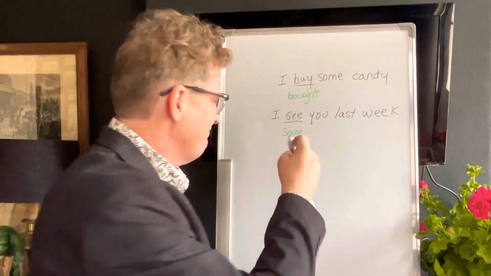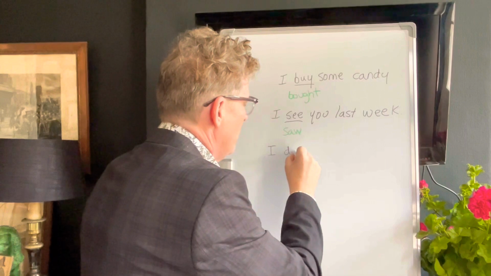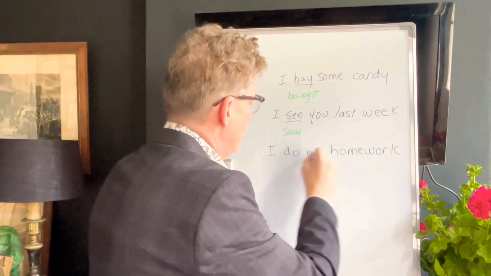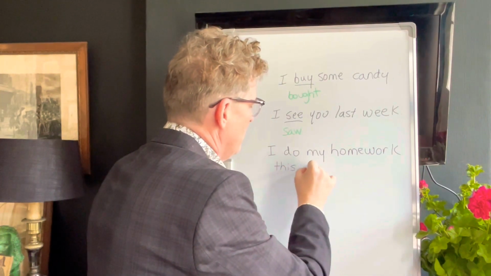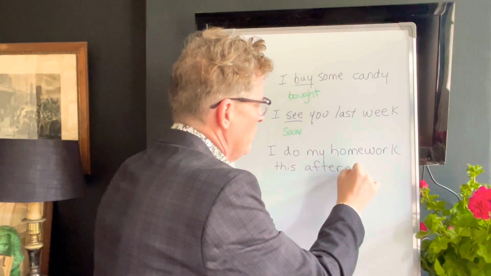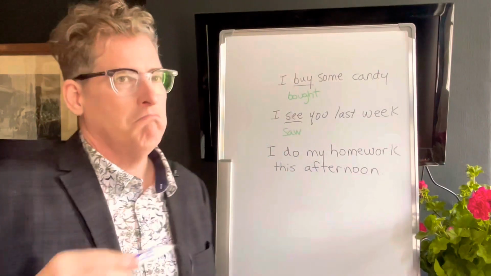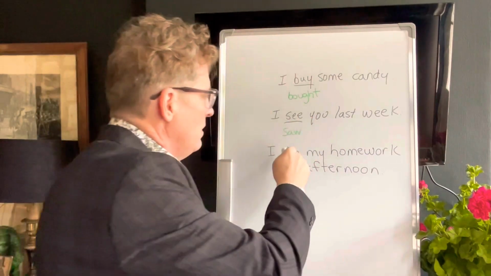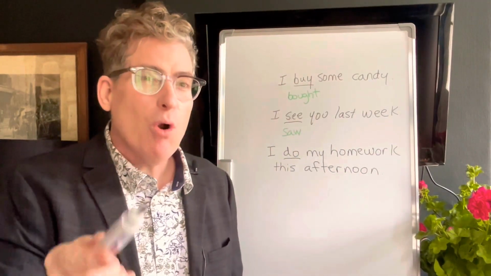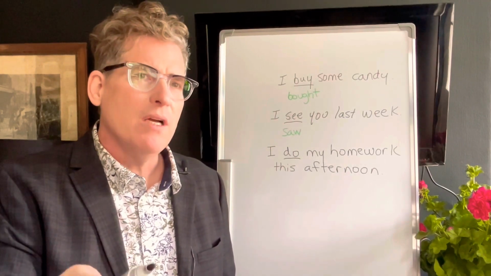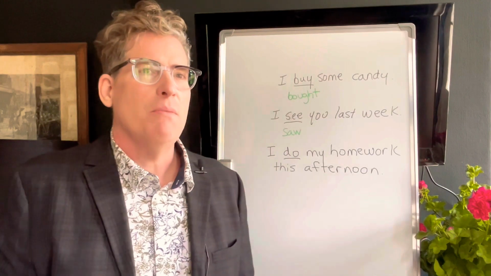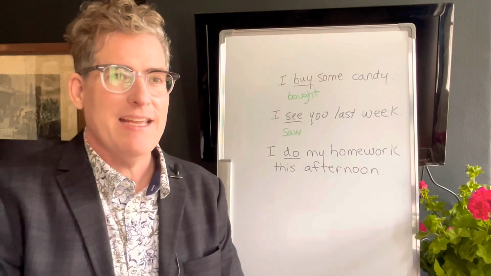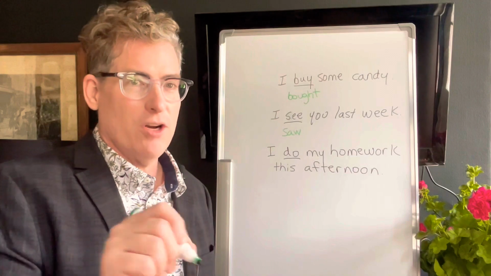I do my homework this afternoon. But it's night already. So we know that your homework was in the past. How are we going to change do? What form will you put here to make it correct in the past tense? I know you can do it. Are you thinking? Do you have your pen ready or your marker ready?